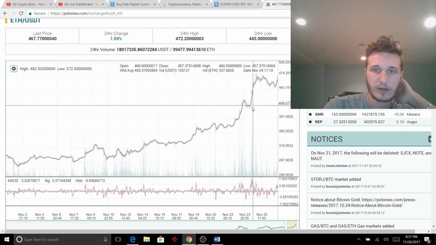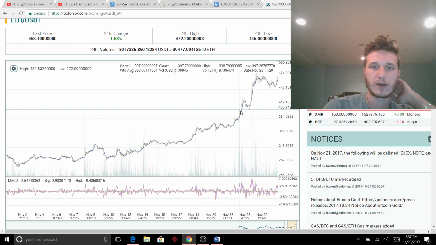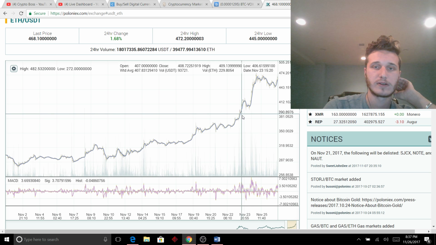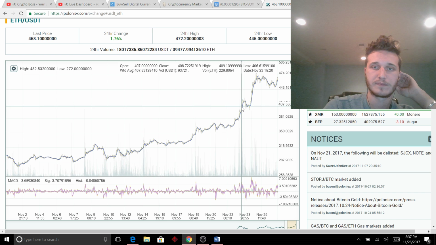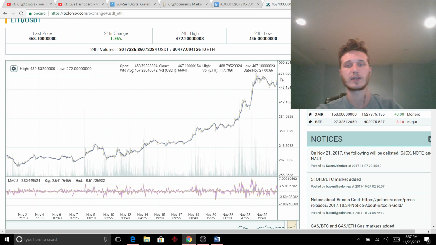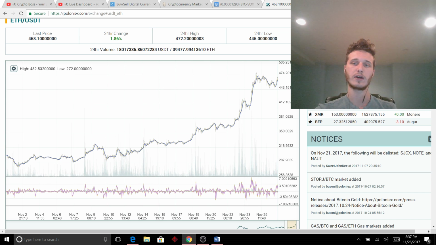Let's see. Yeah, 400 was right here. If you look at that part on the graph, it didn't even pause at 400. So I'm not confident that it'll pause at 500. I'd keep an eye on it, but right now I'm buying Litecoin and Ethereum.